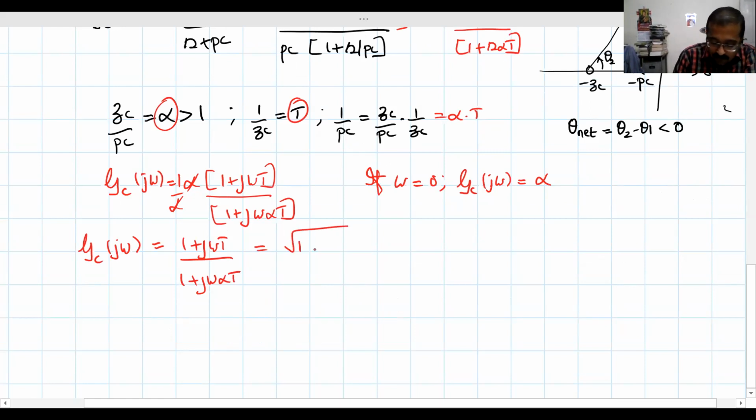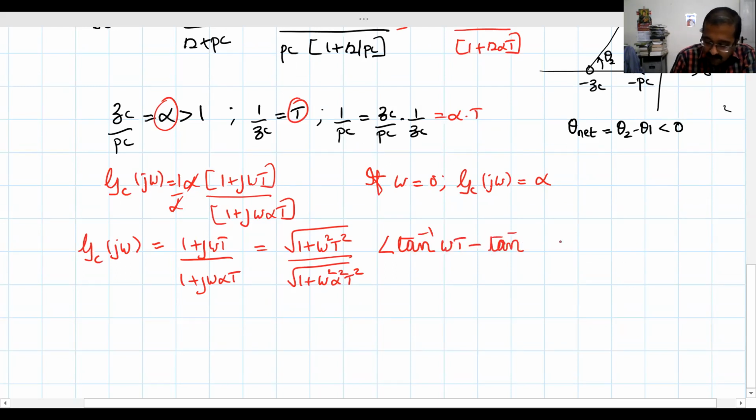Root of 1 plus omega square t square divided by root of 1 plus omega square alpha square t square. Fine. What is the net angle? Tan inverse omega t minus tan inverse alpha omega t. Okay, so the Bode plot consists of two parts: one is the dB gain versus log omega, and the other is phase angle versus log omega.